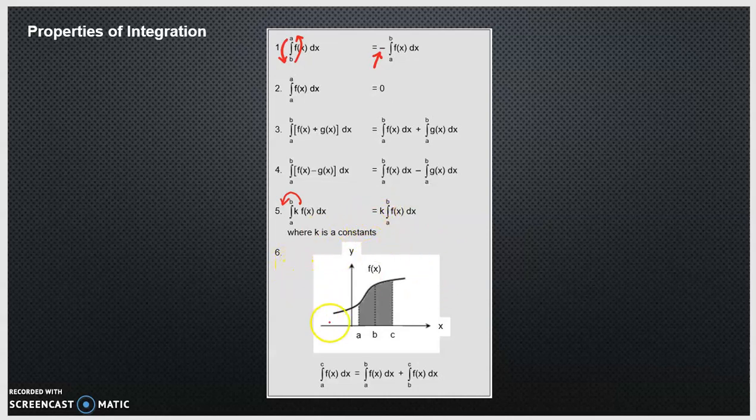Then finally, number 6. If we have the integration of the function f(x) from a to c, we can separate it into two parts. This is part A, this is part B. That means I can separate it into integration of f(x) from a to b, this part, plus integration from b to c. This is the second part. So we can separate into two parts.